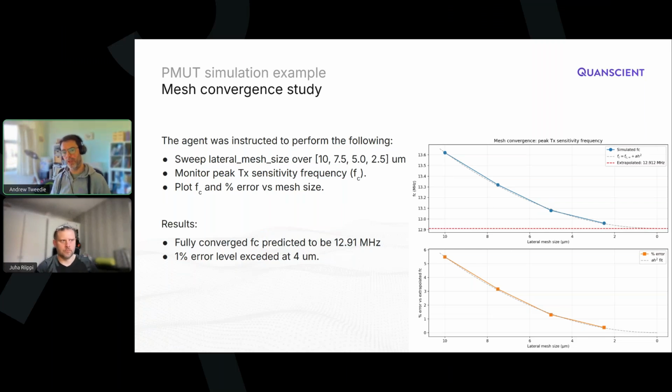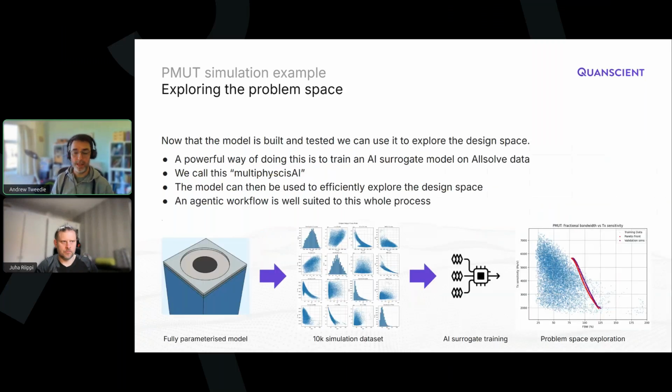When we're exploring design spaces, we don't always need the ultimate accuracy. We want quick ways of exploring designs. And once we've found an optimal area to work in, then we can really turn up the accuracy, use finer meshes, and get more detailed results.